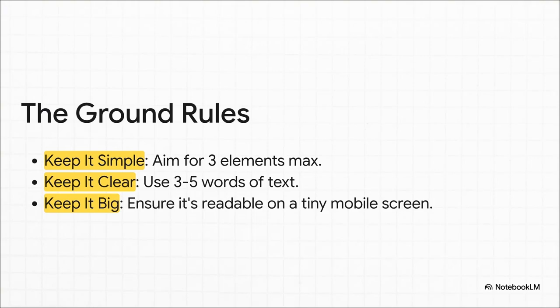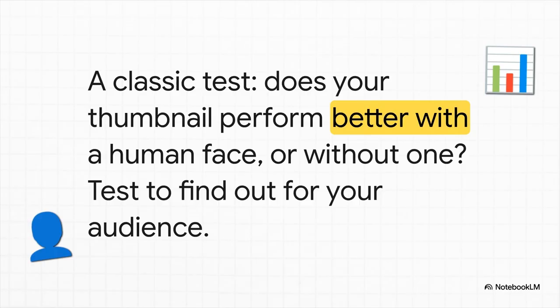Now, before you test a single thing, you have to live by these 3 ground rules. First, keep it simple. Seriously, think 3 core elements on the screen max. Second, keep your text short and punchy, somewhere in that 3 to 5 words sweet spot. And maybe most important of all, keep it big. Always zoom way out and ask, can I still read this and understand what's happening on a little phone screen? If the answer is no, it's way too complicated. All right, with those ground rules in mind, let's kick off our checklist.